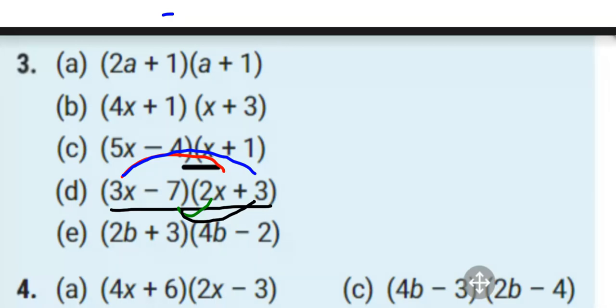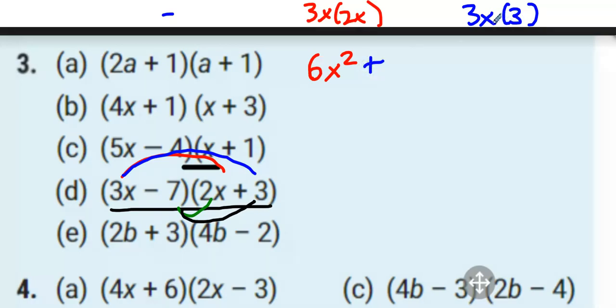D, what's the answer for the red line? Yeah, red line is 3x multiplied by 2x. What's the answer for that? Yeah, multiply. What you get? Okay, now we're on to the blue line. Blue line is 3x multiplied by 3. What you get? 3 times 3x.